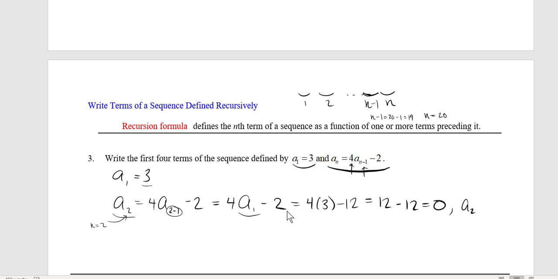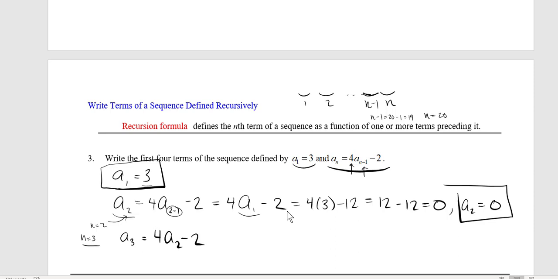Write that up here. We have the first term given to us. We've now got the second term. That lets us solve for, when n equals 3, the third term. Well, that would say we need 4 times a2 minus 1. Right? That's what this recursion formula is saying. So that's 4 times a2, we know is 0, minus 2. 0 minus 2 is negative 2.